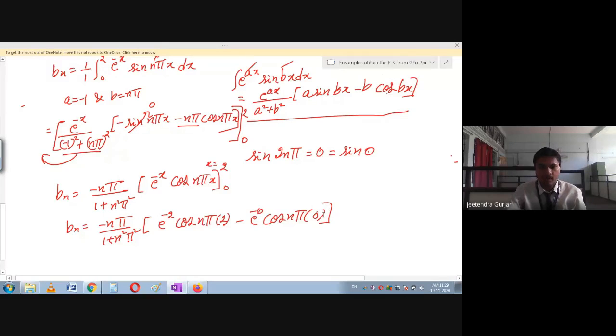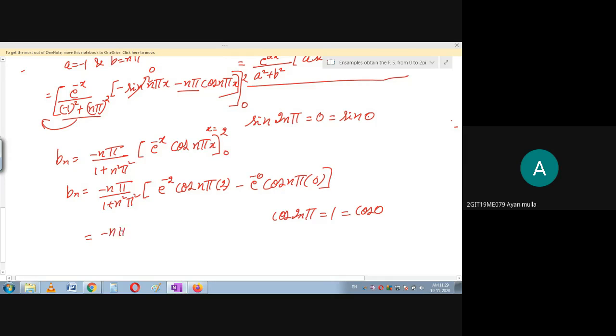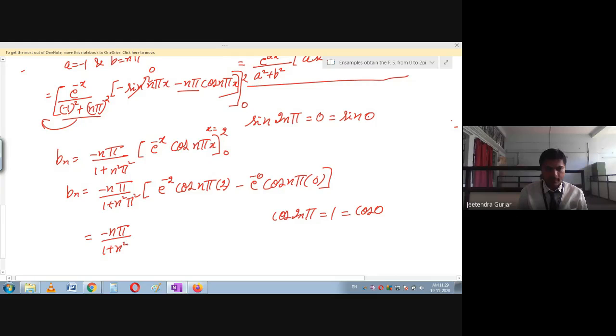Again, the same formulas are being used again and again, students. Now it should be perfect. Which formula is useful now? I am going to use cos 2n pi is equal to 1, and cos 0 is also 1. So this is equal to minus n pi divided by 1 plus n square pi square. This value will become 1, this value will become 1, and this value will also become 1. So we get e raised to minus 2 minus 1.